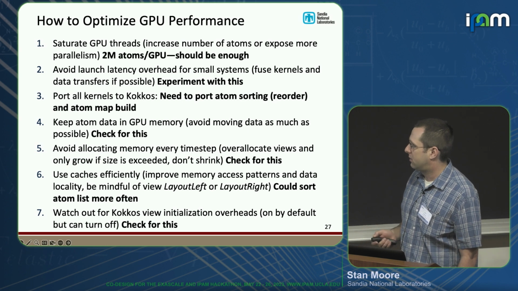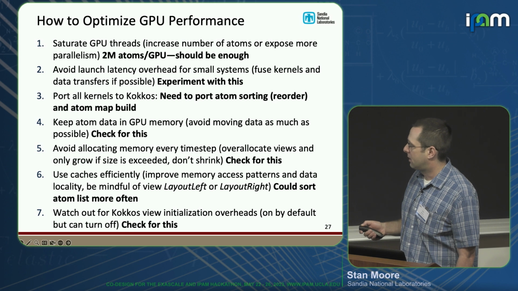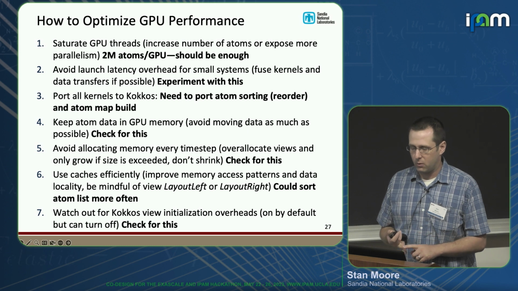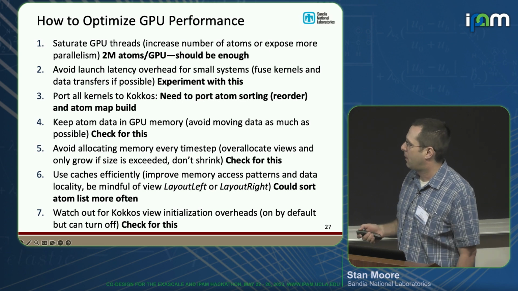The second suggestion is to avoid launch latency overhead for small systems. So basically fusing kernels, fusing data transfers. So we're going to experiment with this. Number 3, port all kernels to Kokkos. So we know that the atom map and the atom sorting are running on the host. We need to fix that.